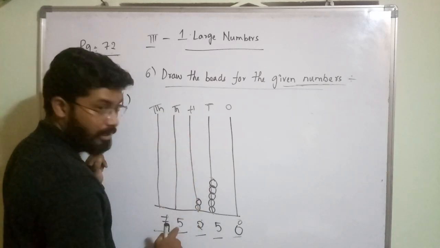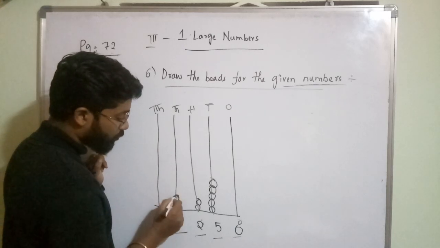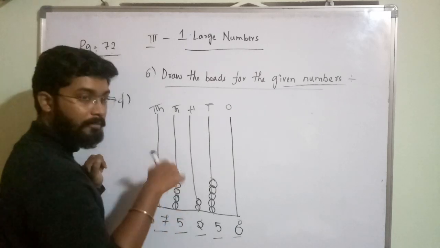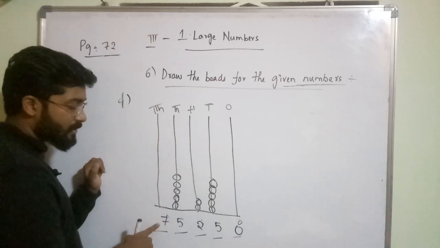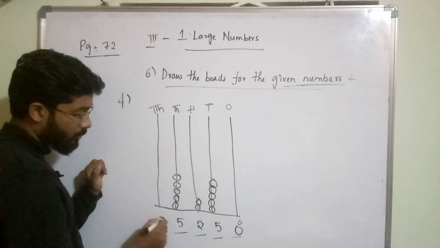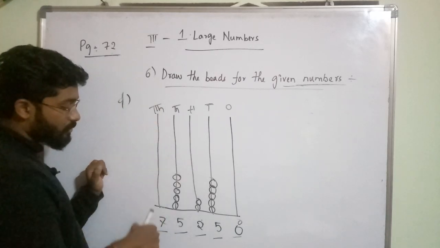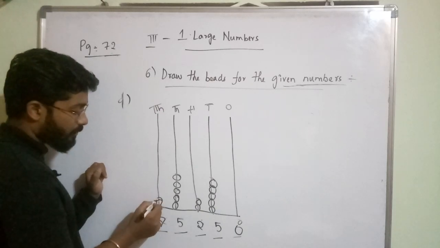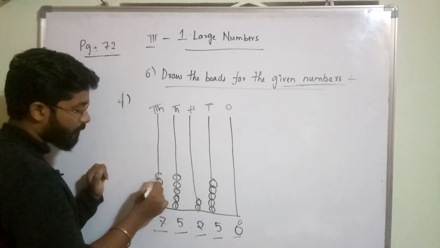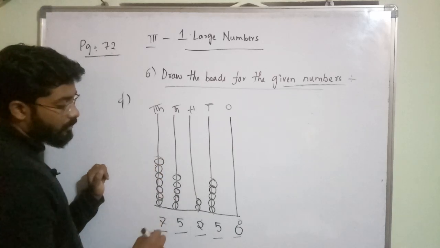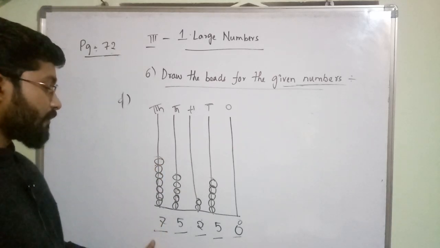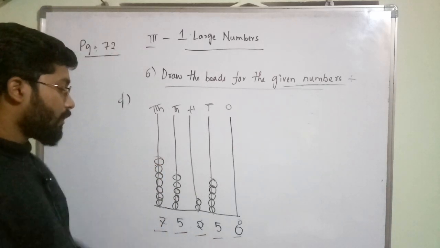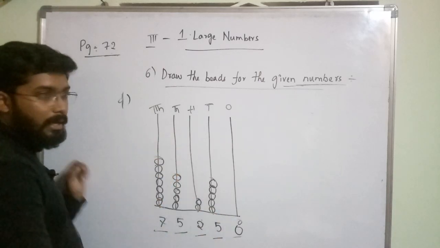Under thousands place you are having 5, no? 1 2 3 4 5. You have to draw 5 beads. Under 10,000s place 7 is there, no? Under the 10,000s rod you are having 7. So you have to draw 7. 1 2 3 4 5 6 7. So this number is 75,250. We have represented the number in abacus form.